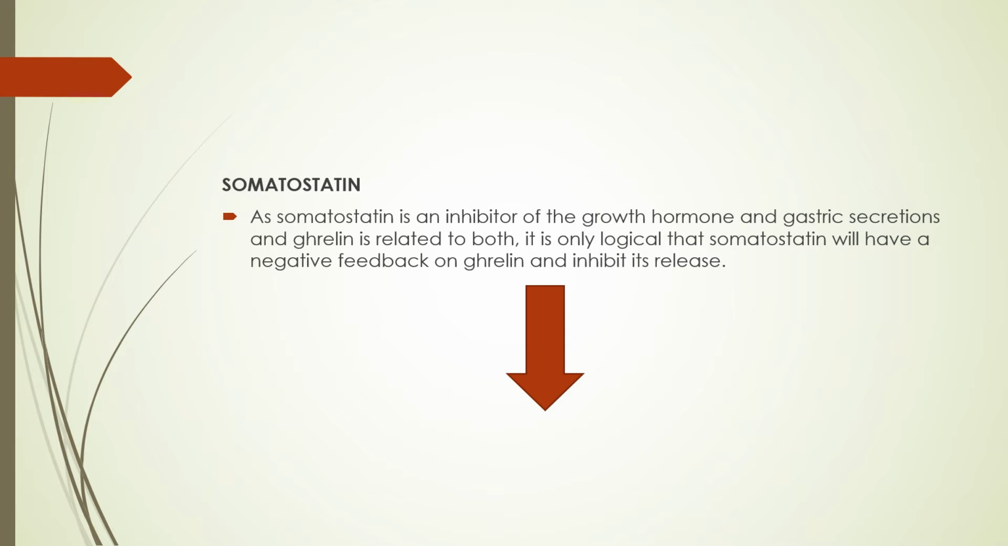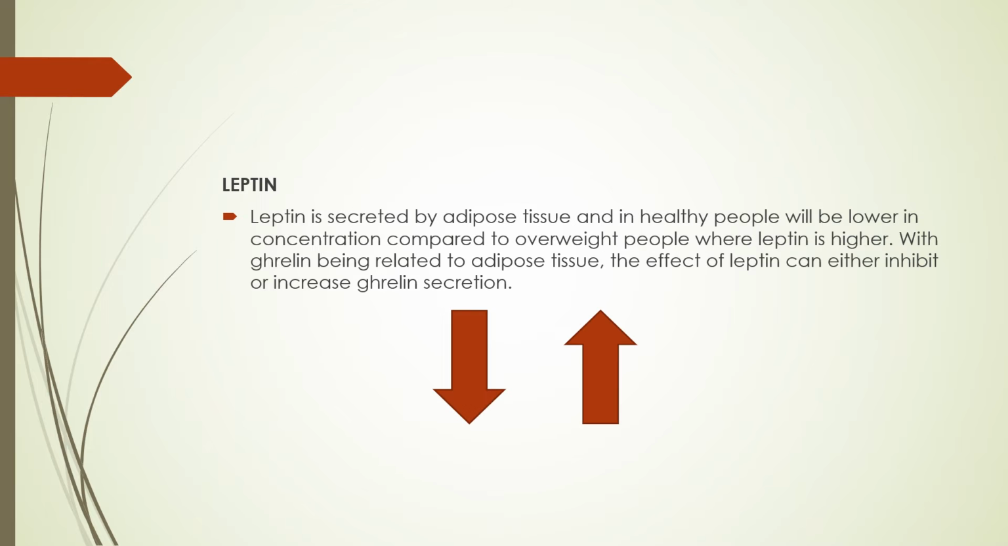As somatostatin is an inhibitor of the growth hormone and gastric secretions, and ghrelin is related to both, it is only logical that somatostatin will have a negative feedback on ghrelin and inhibit its release. Leptin is secreted by adipose tissue, and in healthy people will be lower in concentration compared to overweight people where leptin is higher. With ghrelin being related to adipose tissue, the effect of leptin can either inhibit or increase ghrelin secretion.